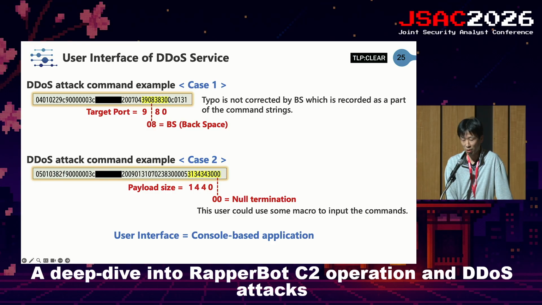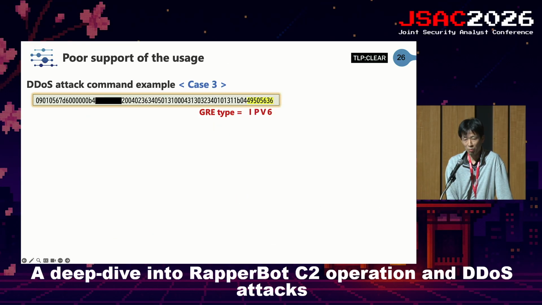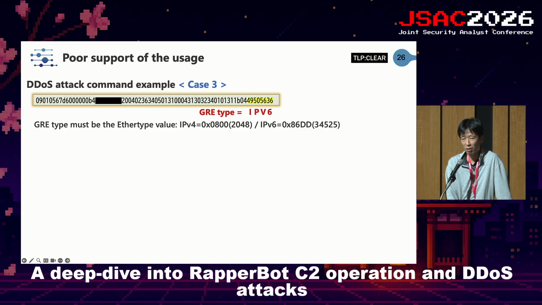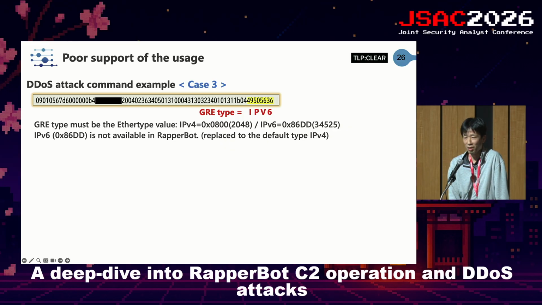The third example is a GRE type option, IPv6. At a glance, this seems correct, but in reality, the ether type value must be entered in decimals. So 34525 would have been the correct input. But it doesn't support IPv6 to begin with, and so even if entered correctly, it would be replaced with IPv4.